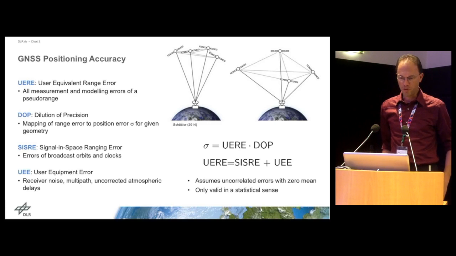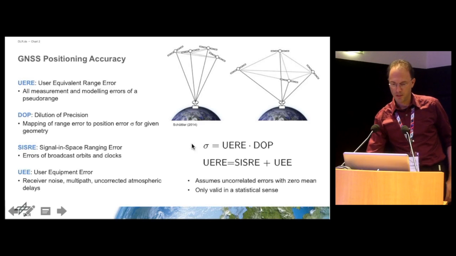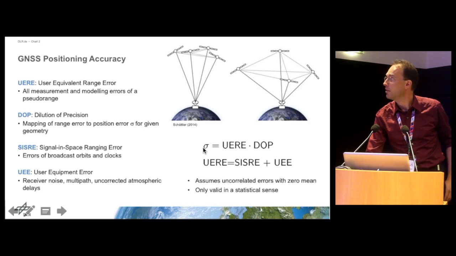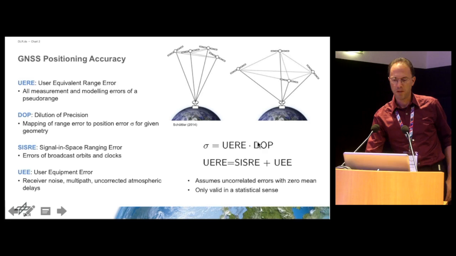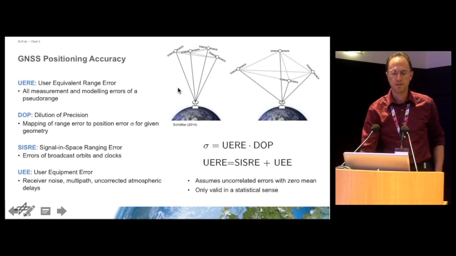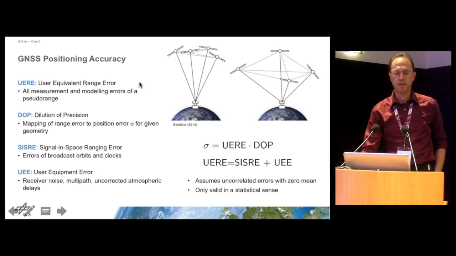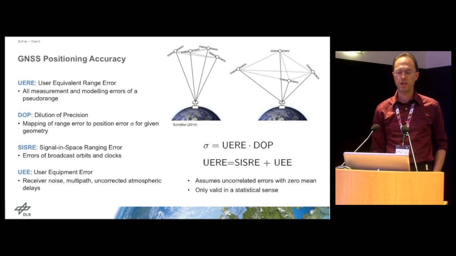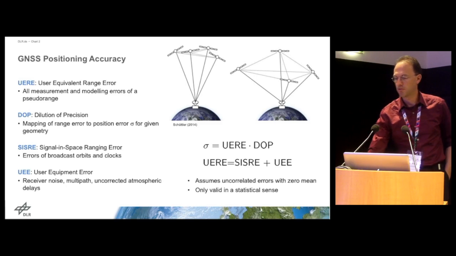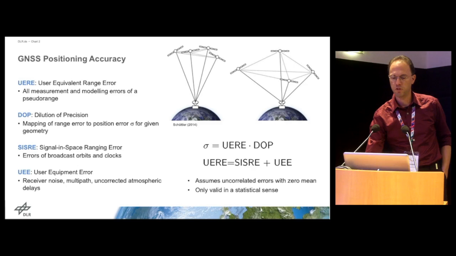So let me start with a short overview about the general concept of GNSS positioning accuracy. Most of you probably will already know this. The general positioning accuracy sigma is composed of the user equivalent range error multiplied with the dilution of precision. The user equivalent range error is composed of all measurement and modeling errors of absolute range, whereas the dilution of precision provides a mapping of the range error to the position error, and it depends on the geometry of the satellites. So you will probably also know this picture here.